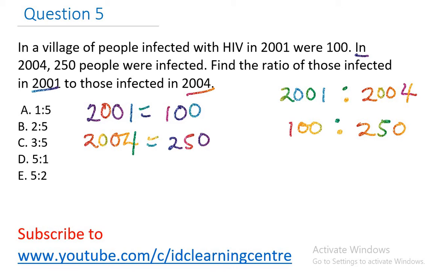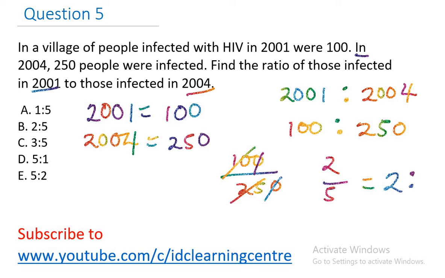Remember, ratio means to divide. 100 divided by 250. 0 cancels 0. 5 here, 2. 5 into 25 is 5. 2/5 simply means 2/5. The right answer is B. Question number 6.